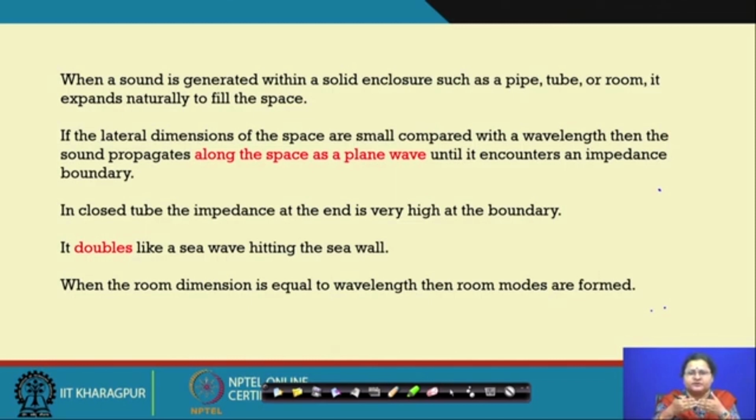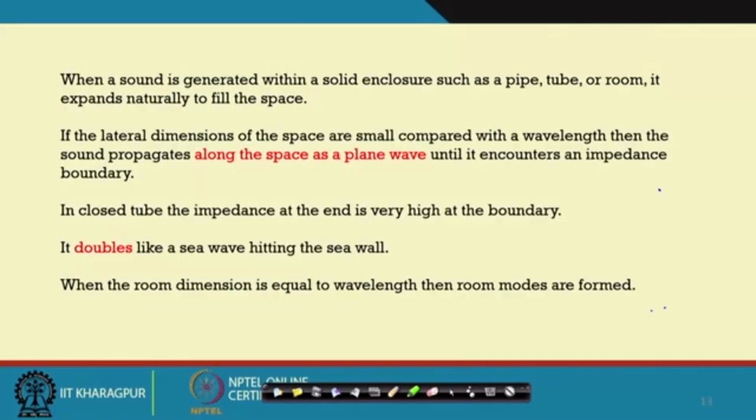In closed tubes, the impedance at the end is very high at the boundary. It actually doubles, like when a sea wave coming hits the wall. If there is an embankment, the sea wave comes and hits very high. It is similar or analogous to it. So, the sound pressure level at the boundary is very high. When the room dimension is equal to the wavelength, then it comes back and a room mode is formed.